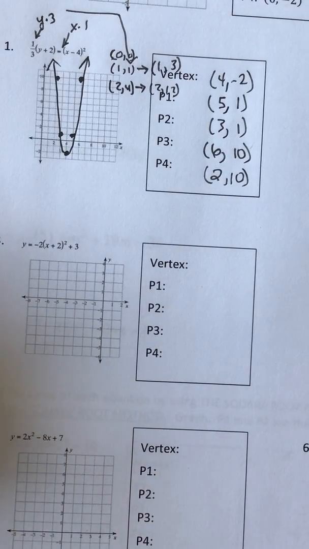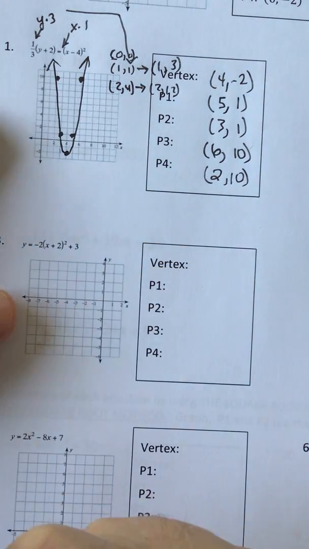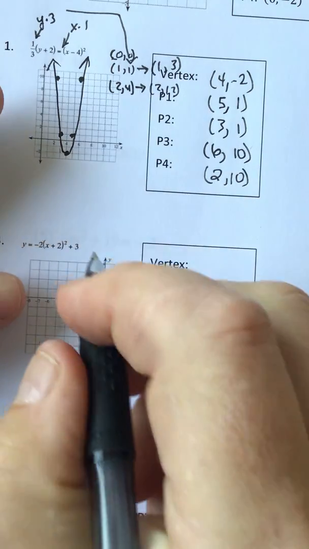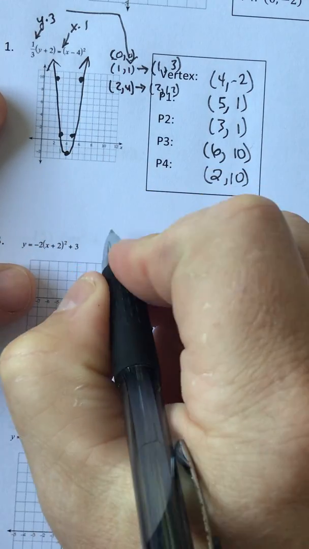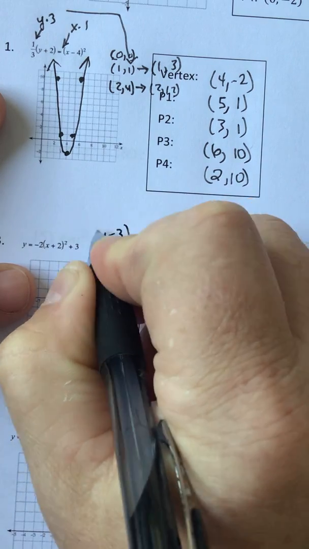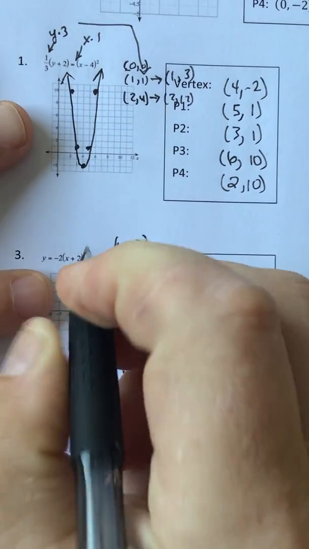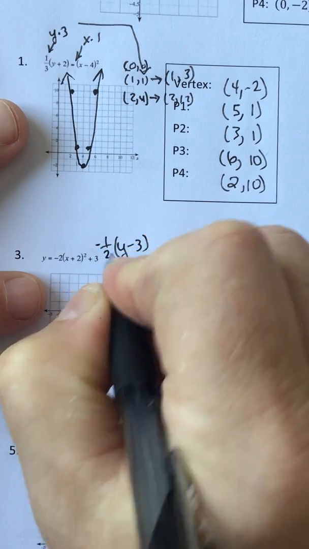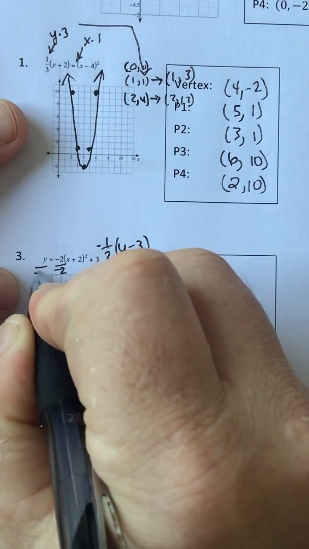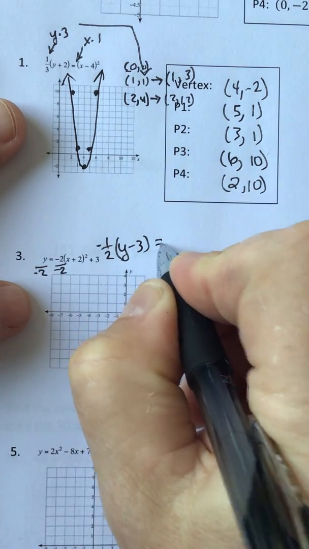Okay, number 3 is basically the same thing. I'm just going to move some of these things around. Now, you don't have to move them around, but here's where this comes from. If we move the 3 to the other side, it would be y minus 3. And if I divide both sides by -2, this would be -1/2. So technically I'm dividing by -2, dividing by -2, and moving the 3 over.